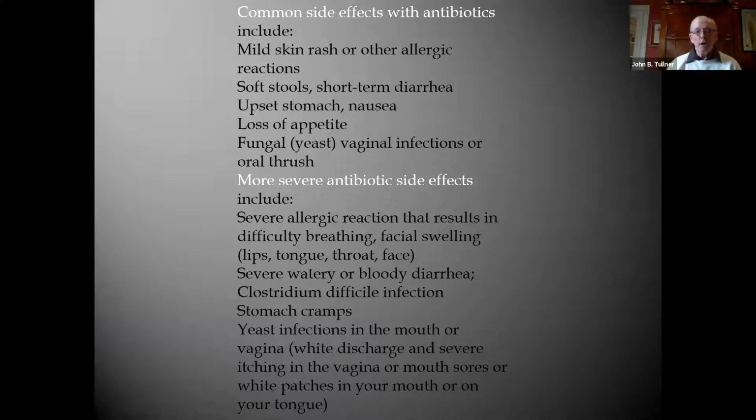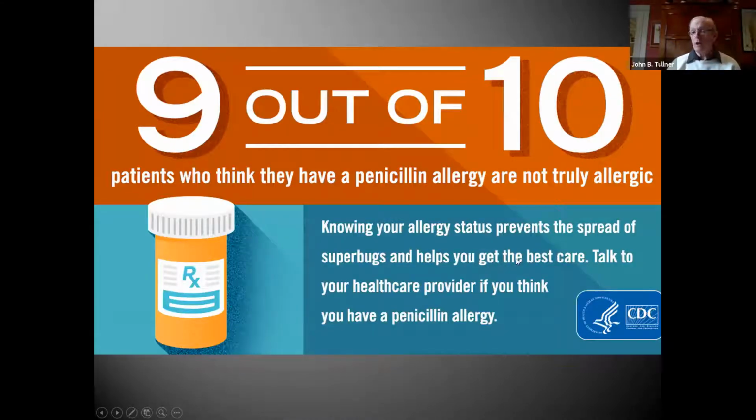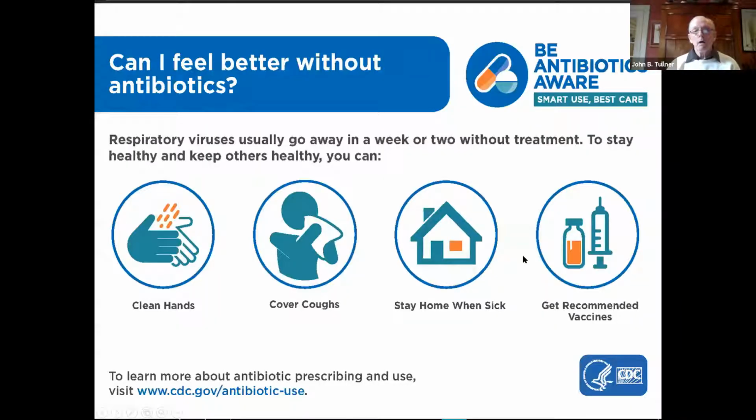And one is diarrhea, and associated with that, there's an organism you'll hear about later from Dr. Zwischenbaum, and that's Clostridioides difficile. It's an infection that sets up a situation that is very susceptible to sepsis and death, and you'll be hearing about that. 9 out of 10 of people that think they are allergic to penicillin are not allergic to penicillin. Can you feel better with antibiotics? Yes, many times you can.